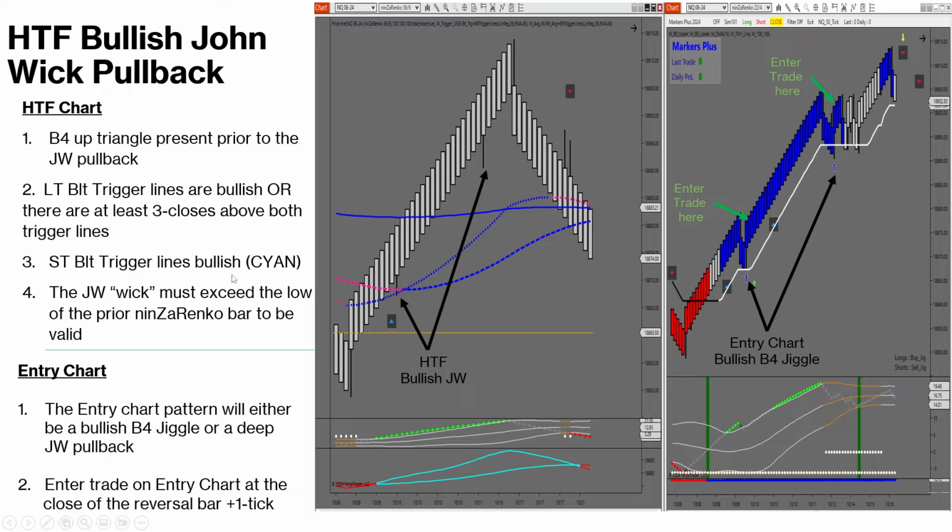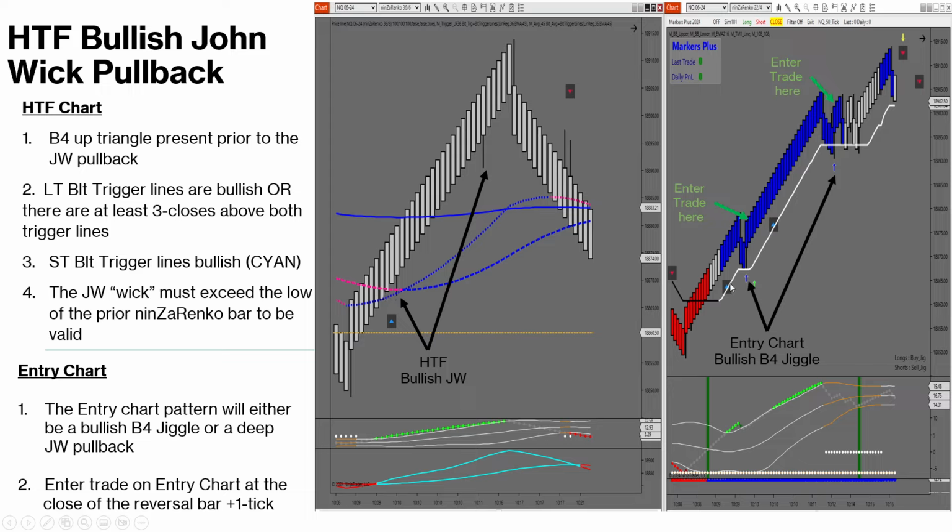Short-term trigger lines are bullish, which means they're cyan in color, and the wick part of this must exceed the low of the prior step, and it actually takes out the low of the prior two steps here. So it's good to go.